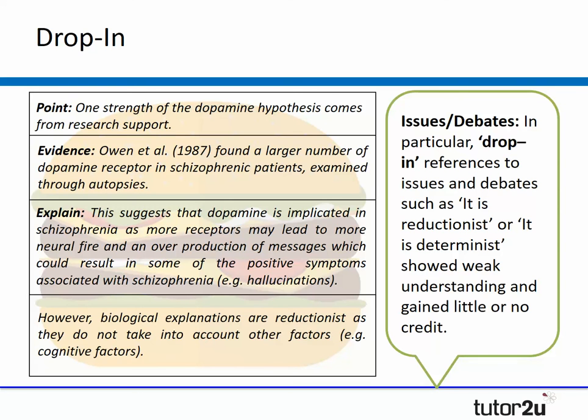What students historically have done is then thrown on this point at the end, and they believe they're enhancing their work and they're not. They might just say, however, biological explanations are reductionist and they don't take into account other factors. And that's quite frankly a very awful evaluation point. It's added no value to that point. If anything, it's probably weakened their evaluation because it just looks sloppy.